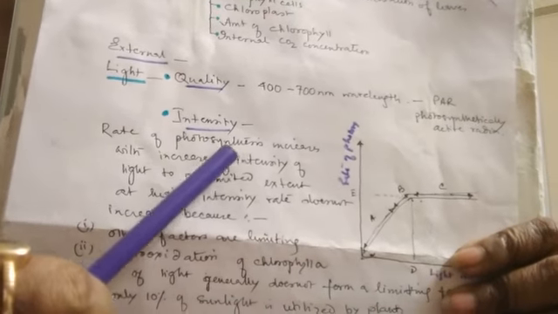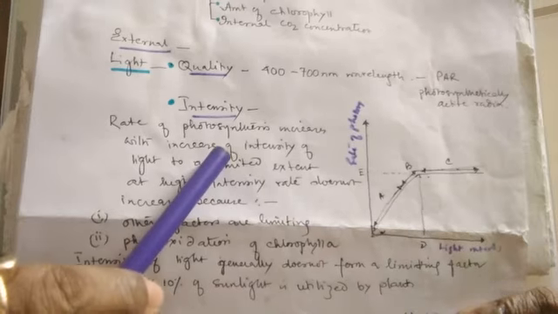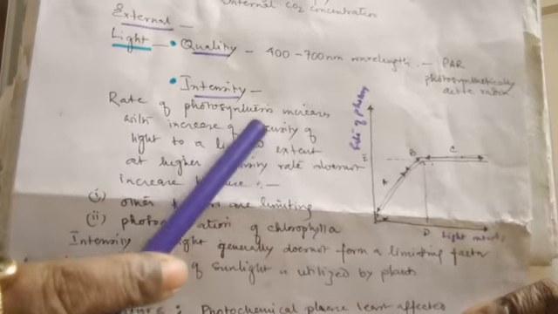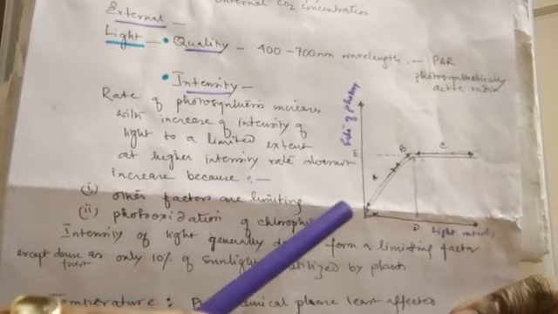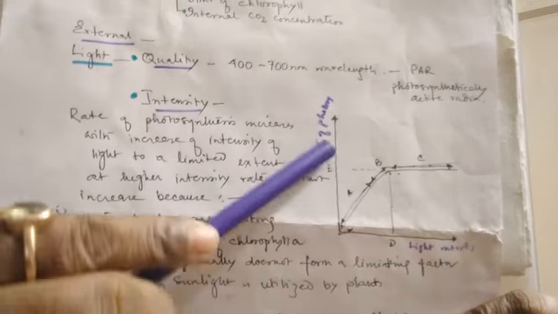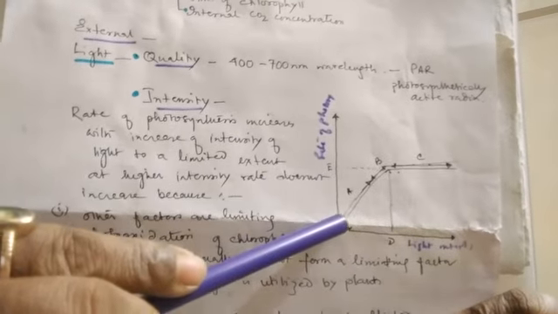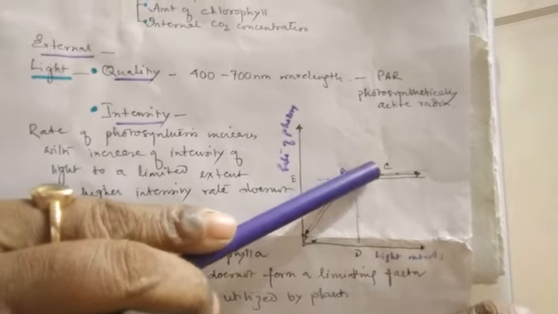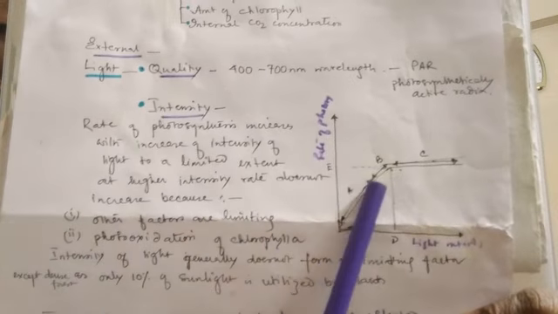Next is the intensity. You will find that if we increase the intensity of the light, the rate of photosynthesis will increase, but only to a certain extent. After a certain extent, if we increase the light intensity, the rate of photosynthesis will not increase anymore. We can see here the graphical representation: this is the light intensity and this is the rate of photosynthesis. At first, if we increase the light intensity, the rate of photosynthesis will increase, but up to a certain extent. After that, the rate will not increase anymore even if we keep increasing the light intensity.